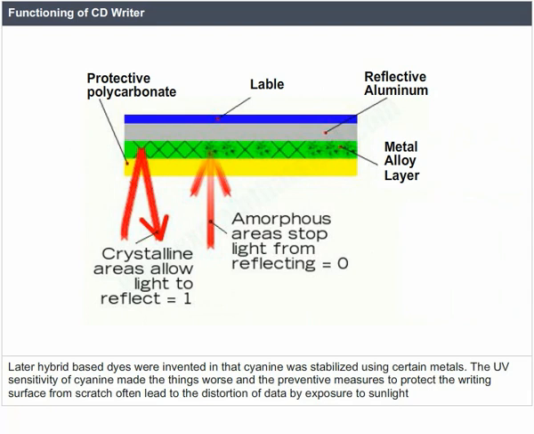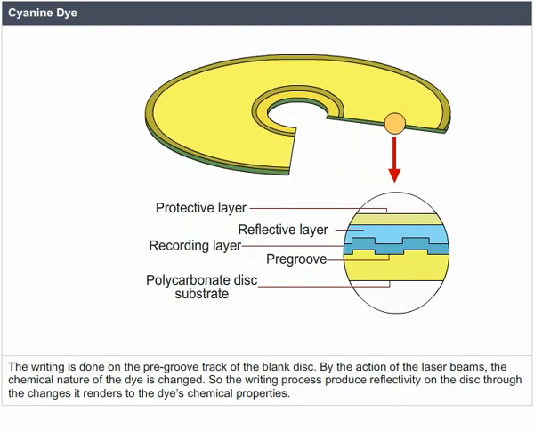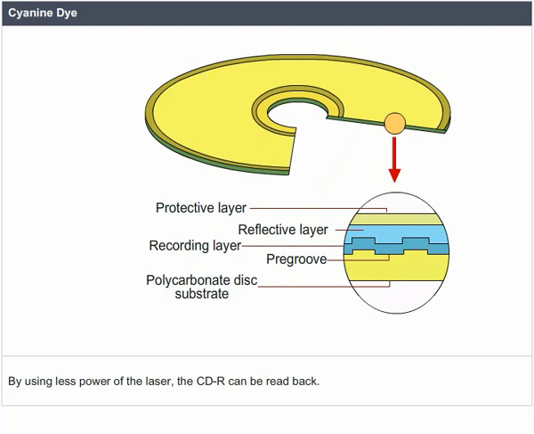Cyanine dye. The writing is done on the pre-grooved track of the blank disk. By the action of the laser beams, the chemical nature of the dye is changed. So the writing process produces reflectivity on the disk through the changes it renders to the dye's chemical properties. By using less power of the laser, the CD-R can be read back.